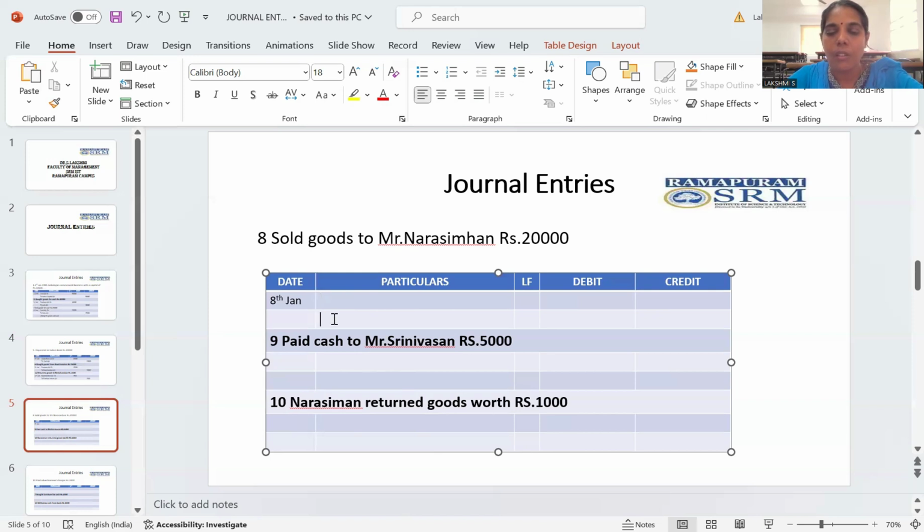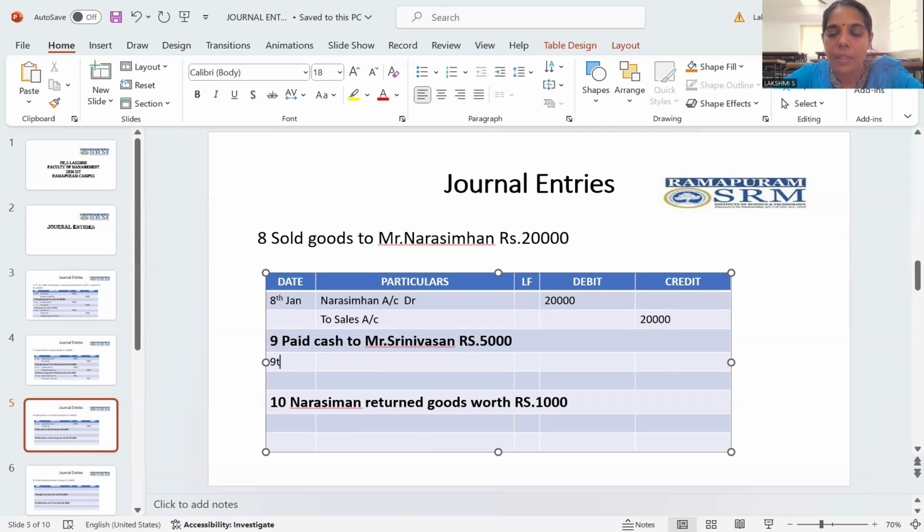So if anything goes out of the business, that should be in the second line. To sales account. The name of the goods is not given, so to sales, sales account. The name of the person is Narasimhan. Narasimhan account debit, rupees 20,000. Being the goods sold to Narasimhan.